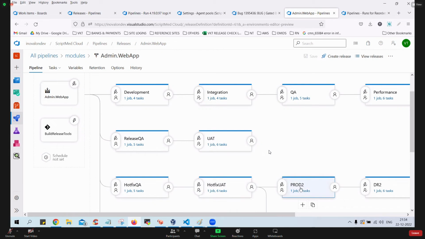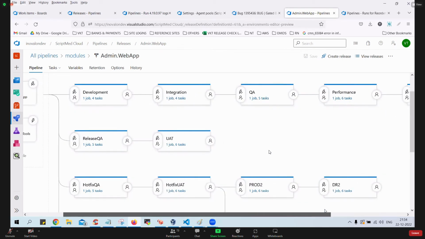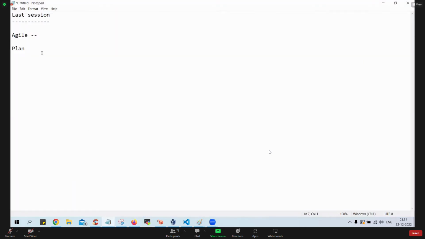That means to reach the production, how many layers or filters? You count them: 1, 2, 3, 4, 5, 6, 7, 8, 9. 9 layers are there. So that means the code we write in my project has to clear 9 layers to reach production. So what does it indicate, guys? If I'm arranging more layers, what does it indicate?